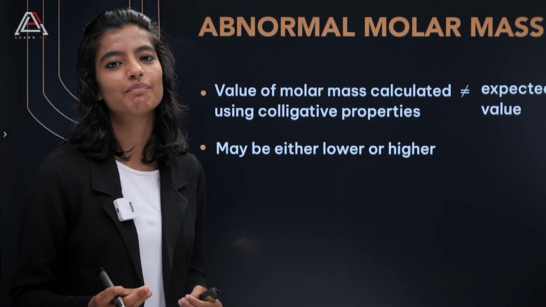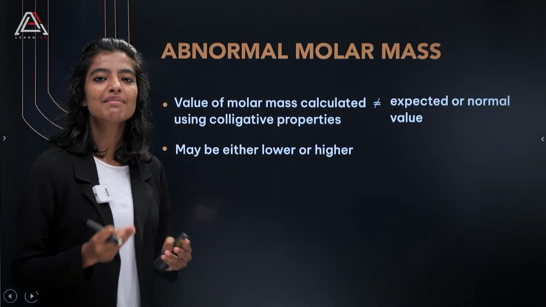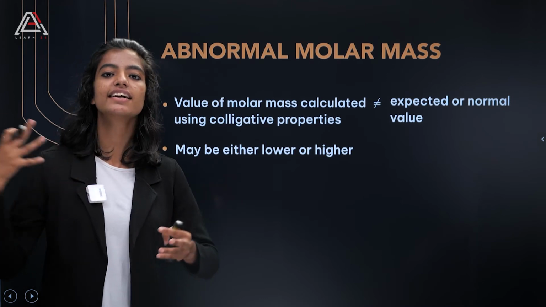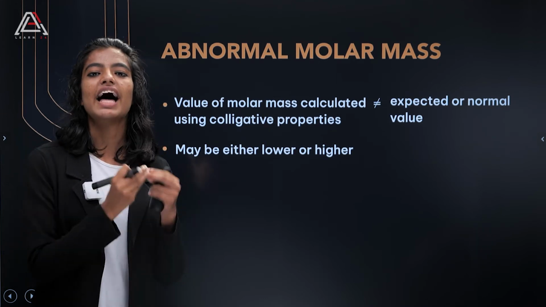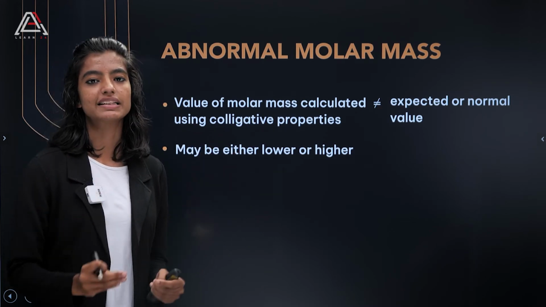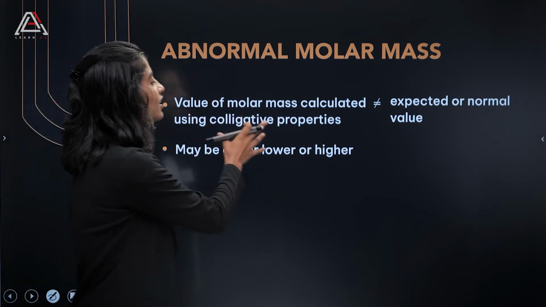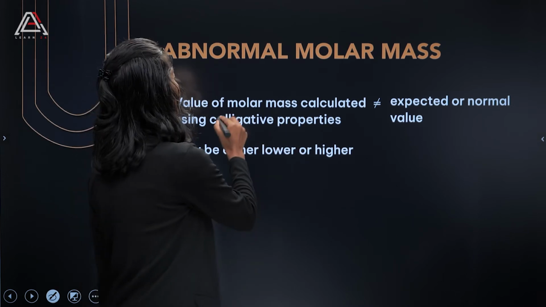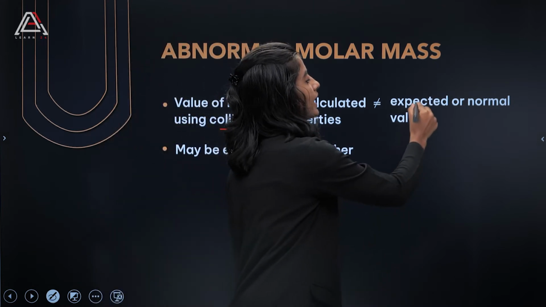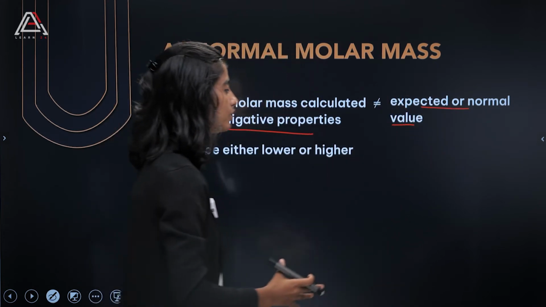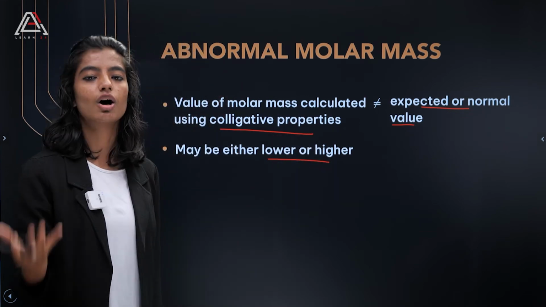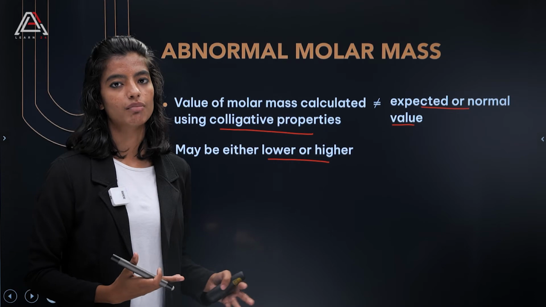Coming to the last topic of our chapter, called abnormal molar mass. We found some molar masses using the colligative properties, right? That molar mass will not be equal to the normal or expected value. That is, the value of molar mass calculated using colligative properties will not be equal to the expected or normal value. Either it will be lower or higher. It's called the abnormal molar mass.